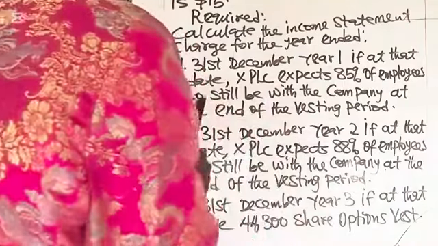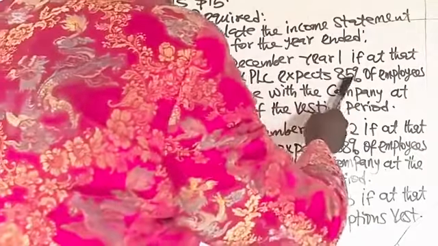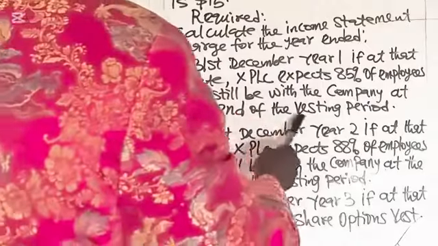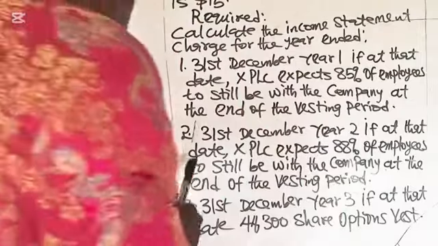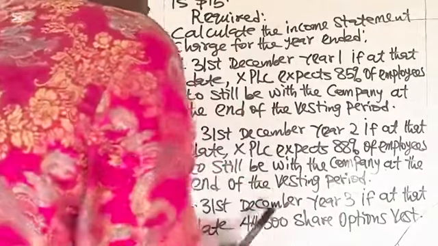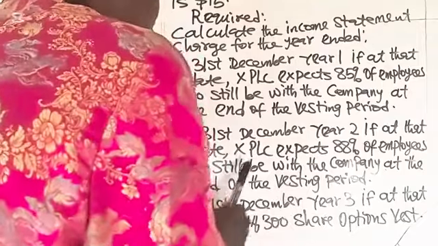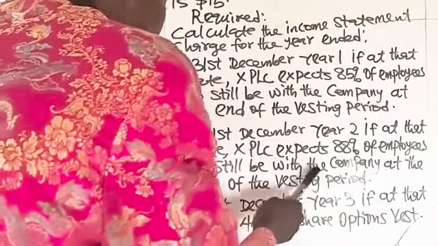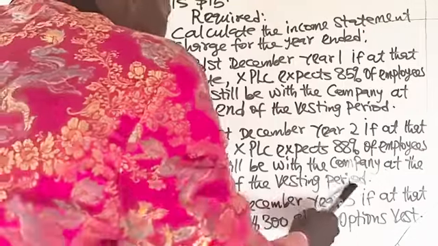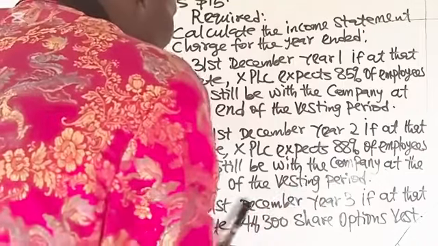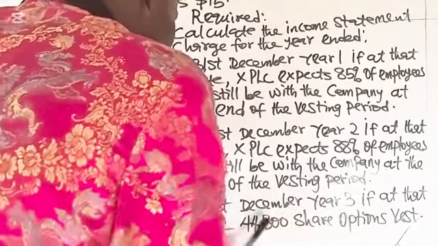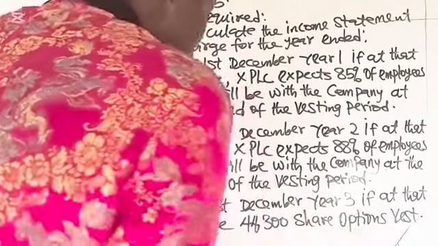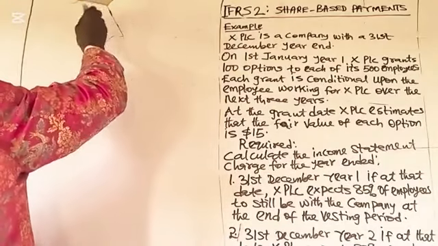If at that date, XPLC expects 85% of employees to still be with the company at the end of the vesting period. 2. 31st December year 2, if at that date, XPLC expects 88% of employees to still be with the company at the end of the vesting period. 3. 31st December year 3, if at that date, 44,300 share options vest. Solution to the question.